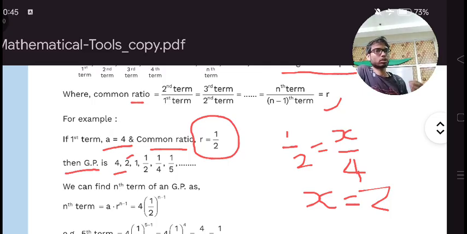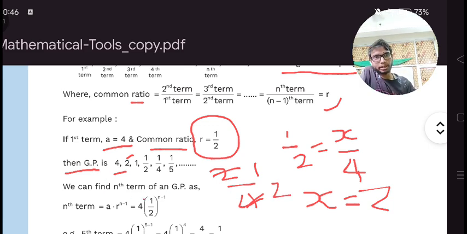If the first term is given and ratio is given, then here you can see the GP is coming as 4, 2, 1, 1 upon 2, 1 upon 4. You will see that the ratio is 1 upon 2, and you know that a is 4 and the ratio is 1 upon 2. How? 2 upon 4, so 1 upon 2.